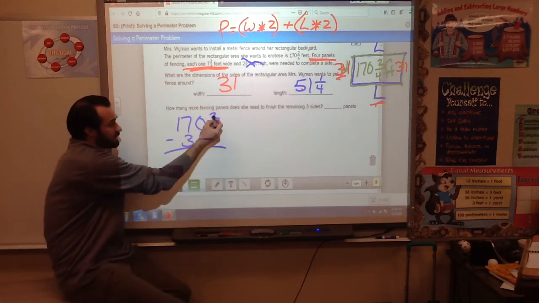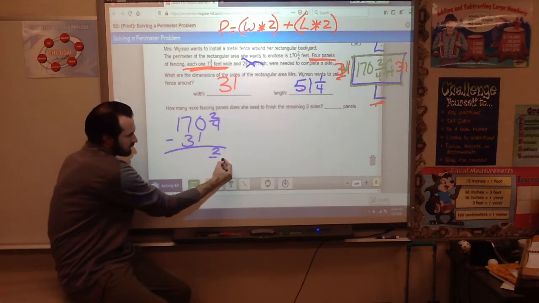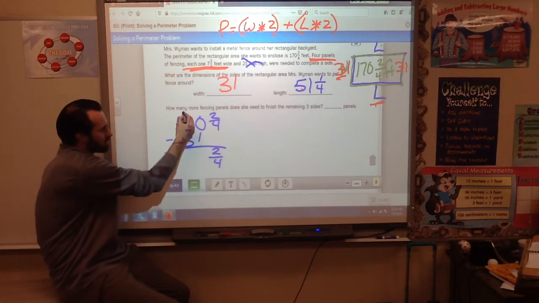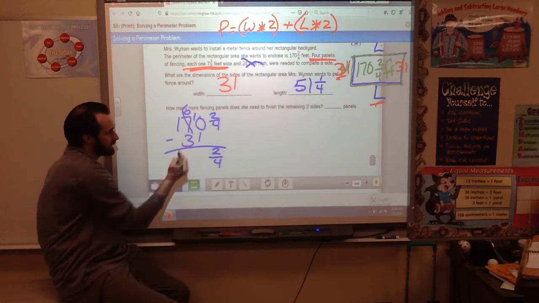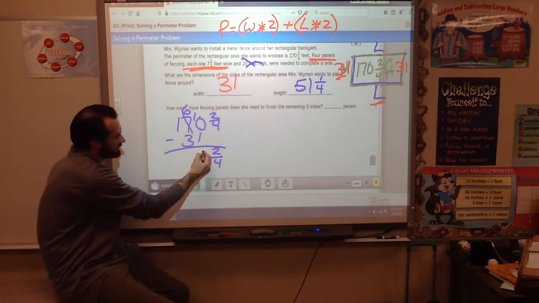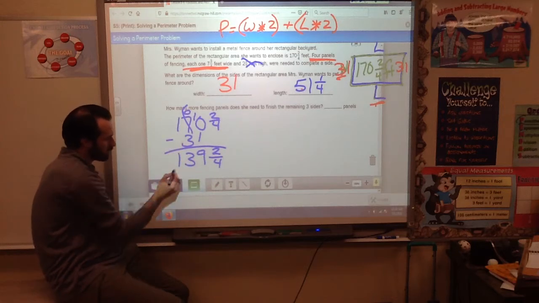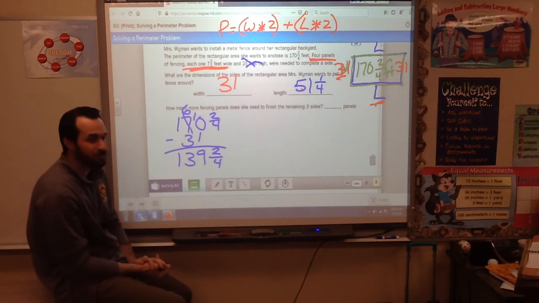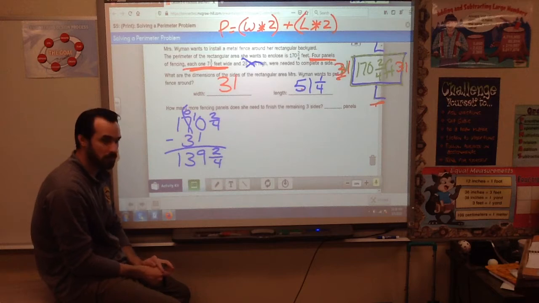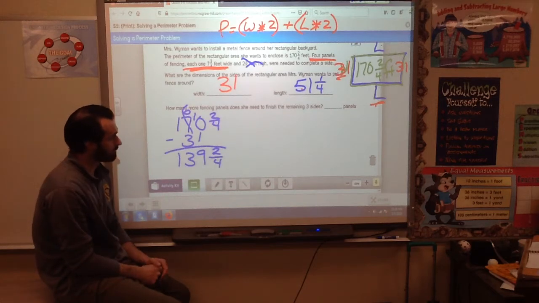Pause me if you haven't finished. 2/4 minus nothing is 2/4. Can't do that, so I cross out the 7, I make it a 6, that becomes 10. 10 minus 1 is 9. 6 minus 3 is 3. 1 minus 0 is 1. So we need 139 and 2/4 feet of fencing.